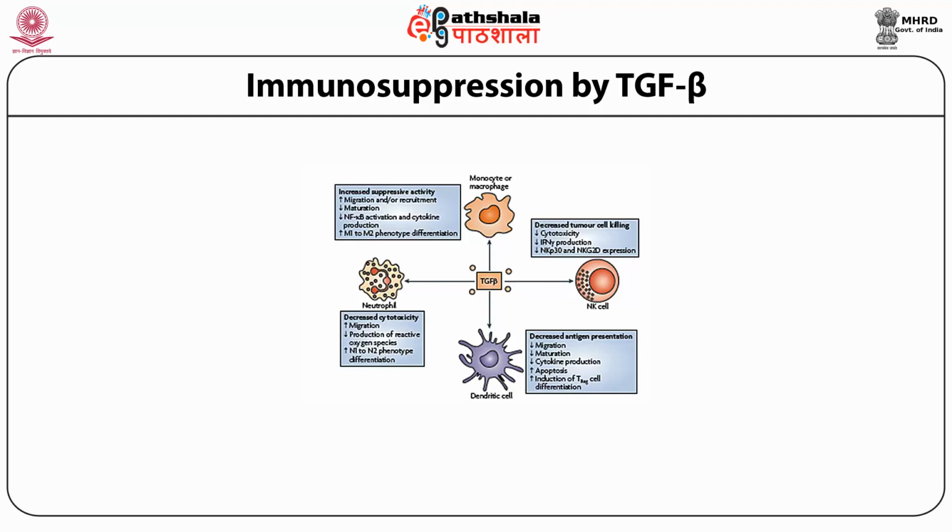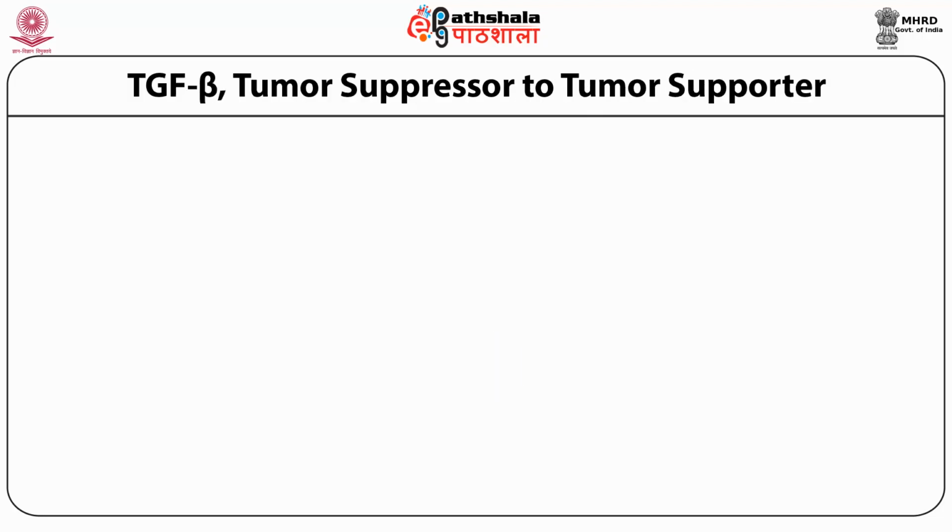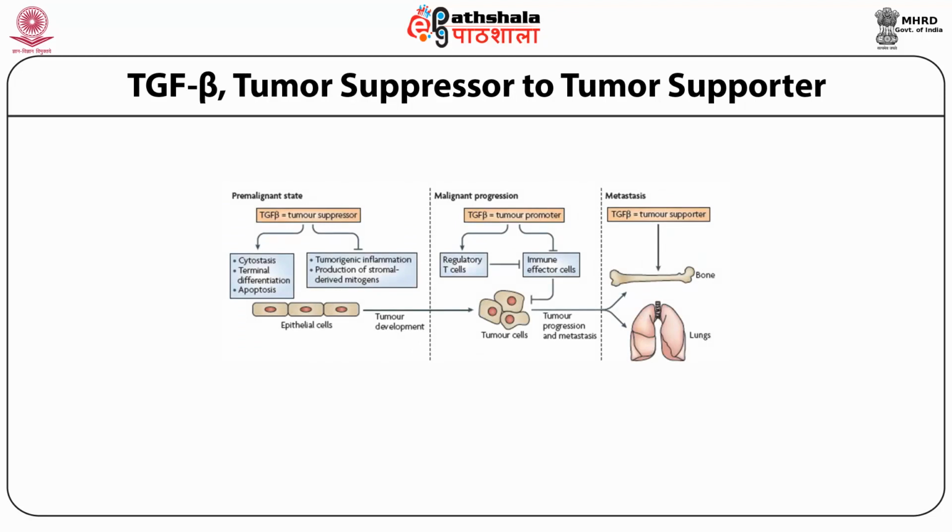This cytokine is one of the most potential cytokines for cancer therapy. However, it has a dual nature. As I told you in the earlier slide, TGF-beta is the most important cytokine and it has a dual nature. It can act as a tumor suppressor or a tumor supporter. Transforming growth factor beta type 1 is a ubiquitous cytokine. What it does is inhibit epithelial cell proliferation during tumor progression.